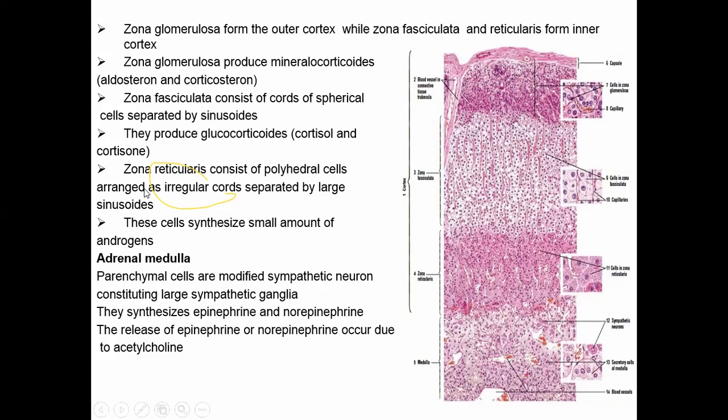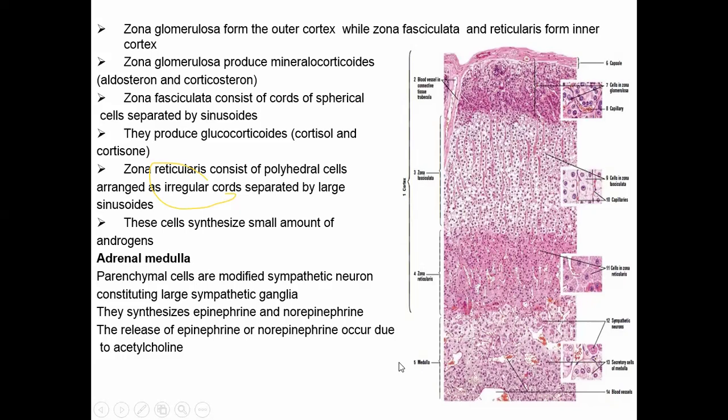Zona reticularis consists of polyhedral cells. Now, this region here is the zona reticularis. It consists of special polyhedral cells that are arranged in irregular cords that are separated by large sinusoids. In this region, you can see the zona reticularis consists of various cords of cells, and these are separated by the sinusoids. And these cells produce various types of androgens, hormones.